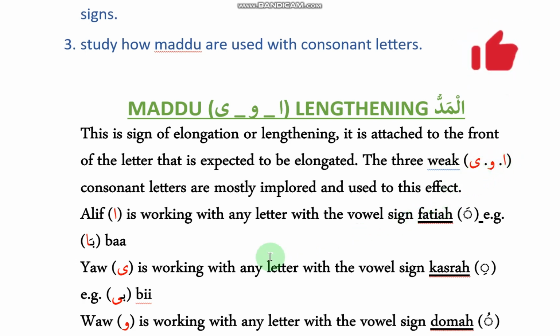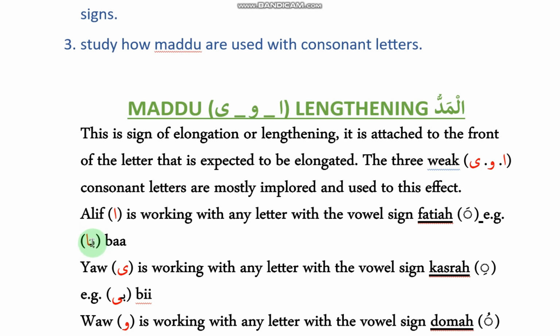For instance, look at this example of alif. When we say alif is working with any letter with vowel sign fataha, let's say you look at the sign for fataha, and the sound of fataha is a. So when we say ba here, we are talking about the sound b, and adding the vowel sign fataha to it makes it ba.